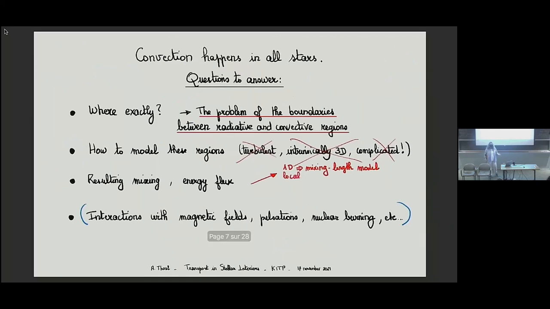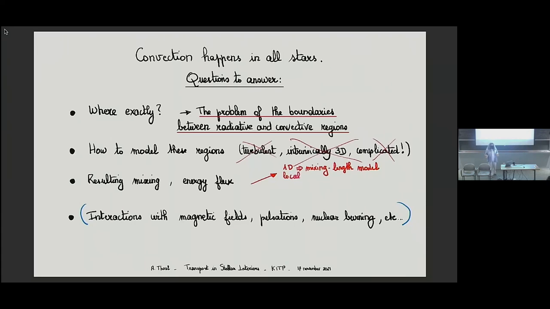So the question we want to answer is, where are they exactly? Basically, where do you put the boundaries between the convective regions and the radiative regions? And that's what I'm mostly going to talk about: how to model these convective regions.